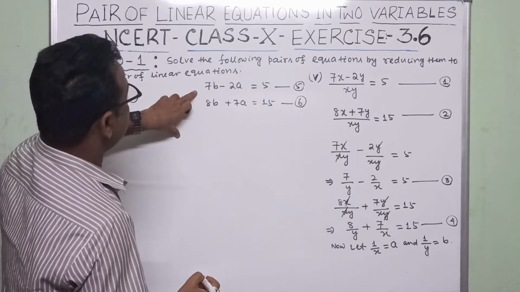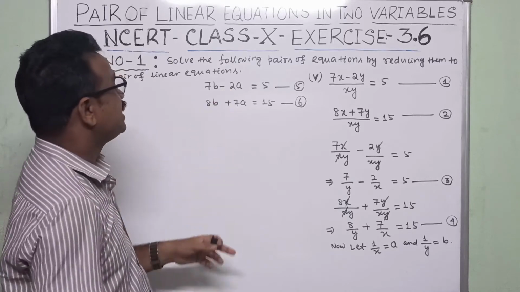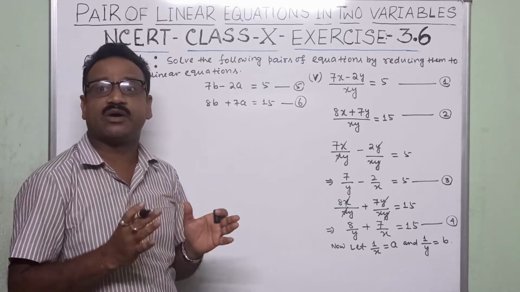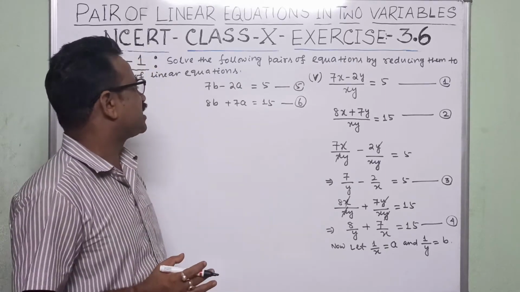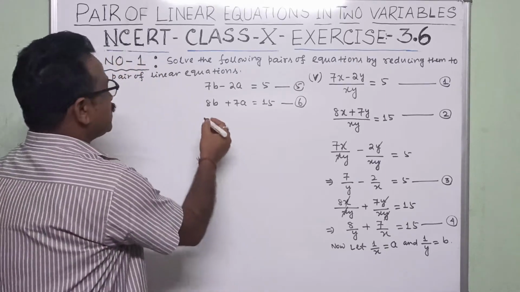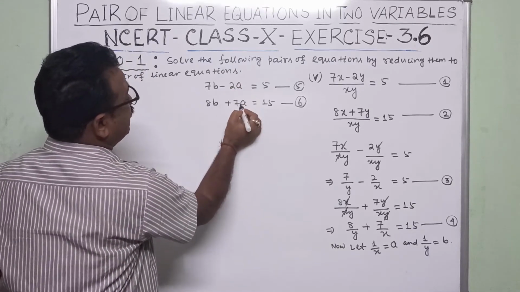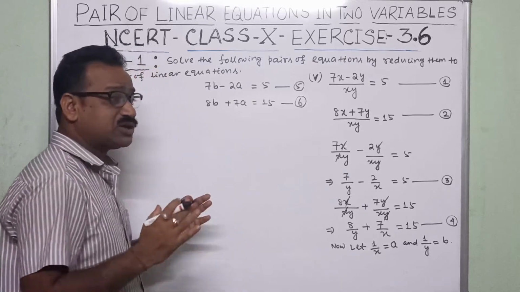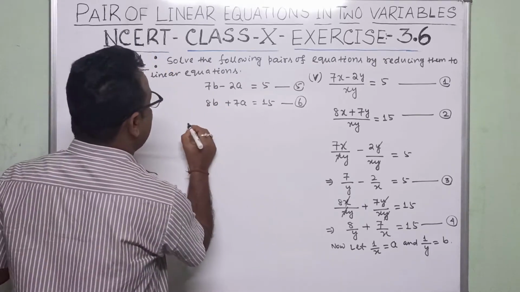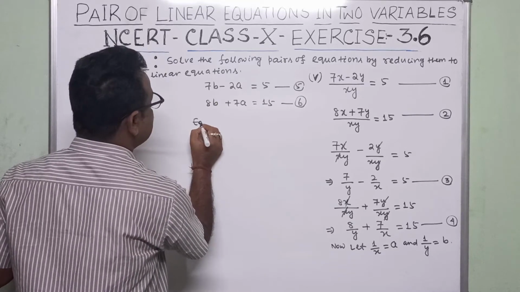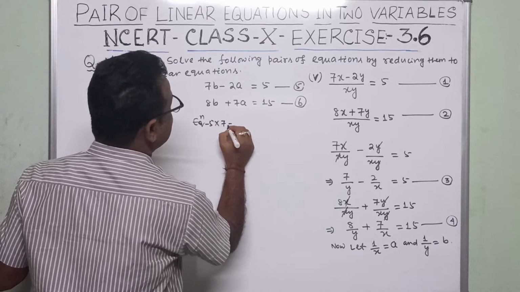Now here 7b, 8b, 2a, 7a. So we have to solve and find out the value of a and b by any one of the algebraic methods. So let us choose the method of elimination. So now elimination, let's say a will be eliminated, here multiply 7, here multiply by 2. A non-zero constant will be multiplied. So now equation 5 into 7, that implies what?